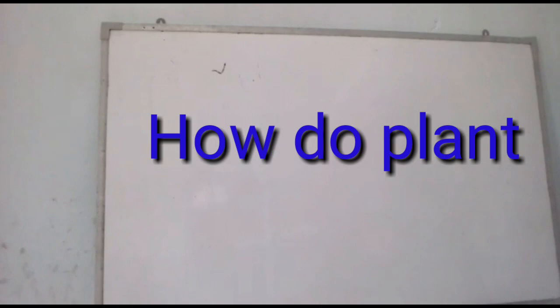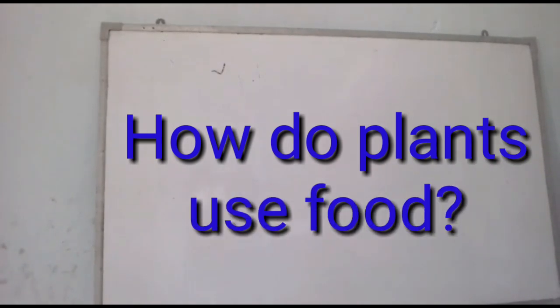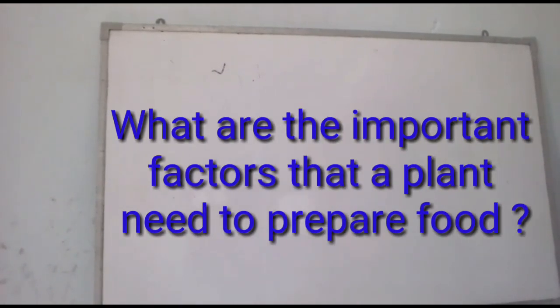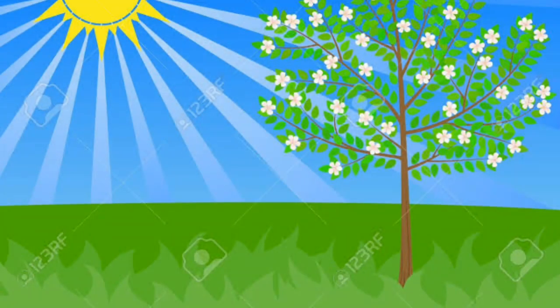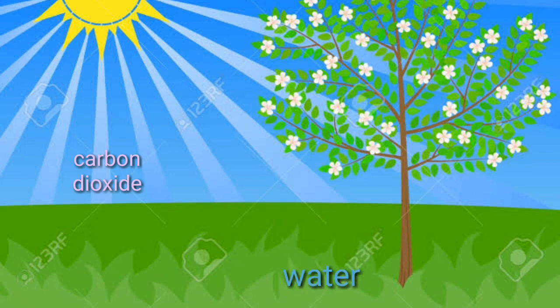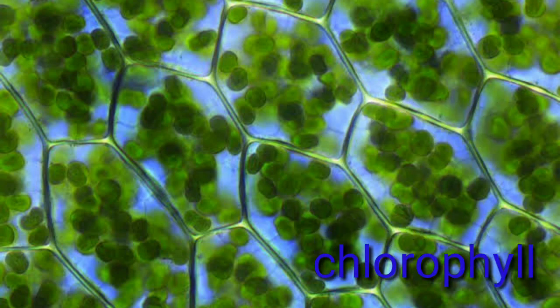In this video, you will learn how plants make food, how plants use food, and what are the important factors that a plant needs to prepare food. Students, we know that plants take in carbon dioxide from air and water from soil. The leaves of green plants contain a green substance which is called chlorophyll.